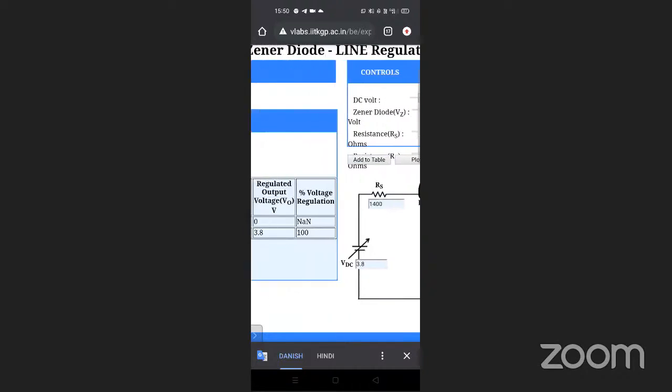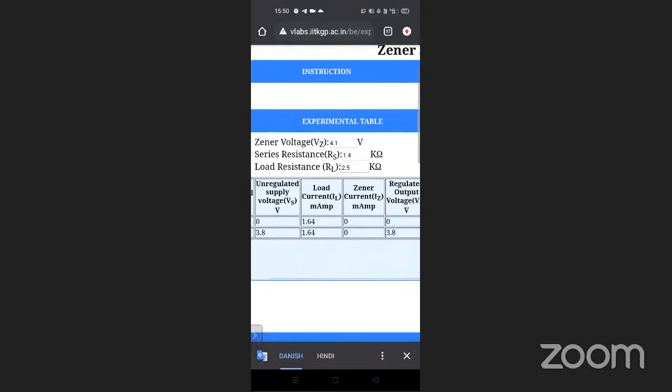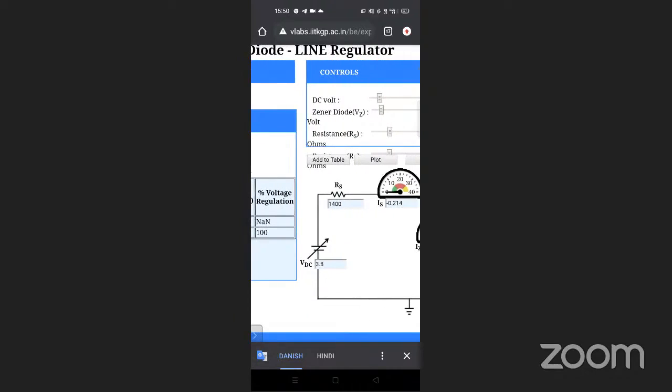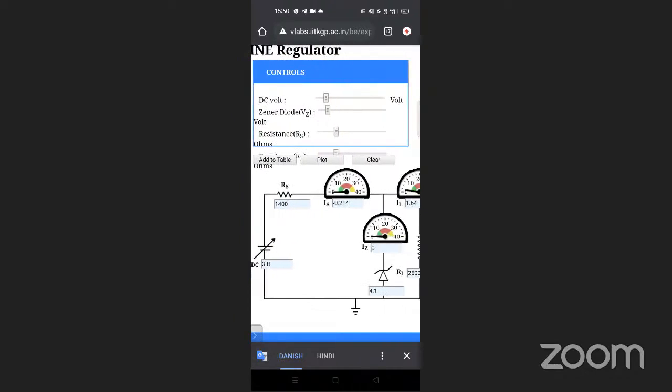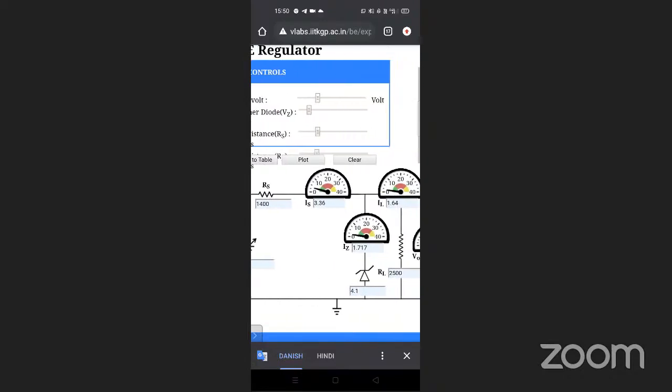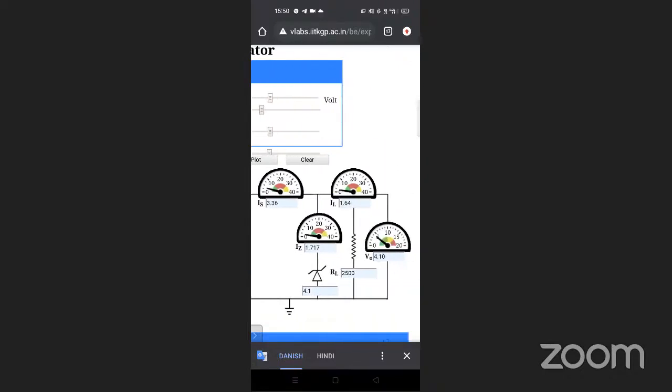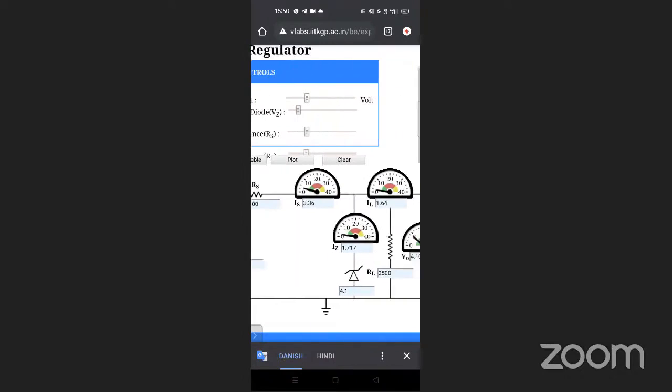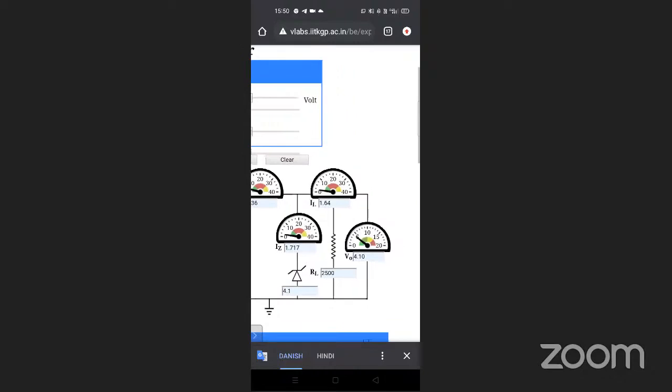We will add this to the table and we will take the reading. Now I will further increase this voltage. This input voltage is 8.8, and here I increase, but we are getting a constant regulated voltage, that is 4.1.